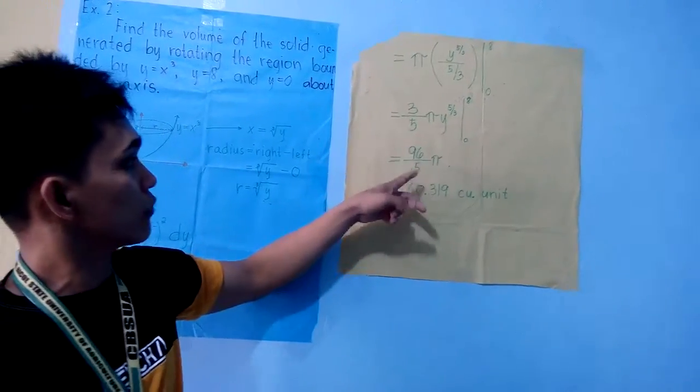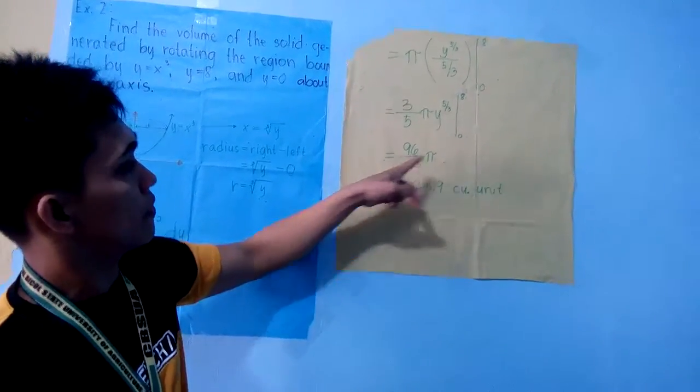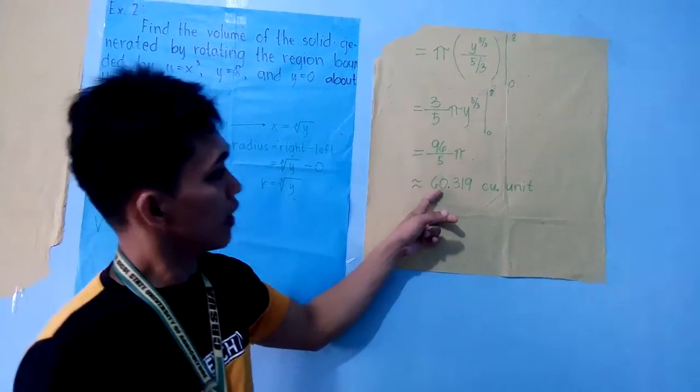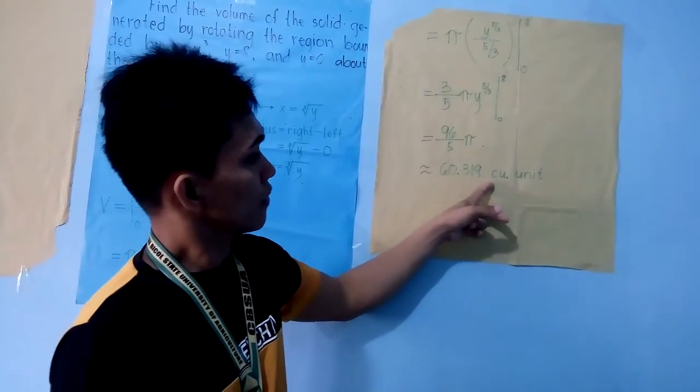When we evaluate this, it will become 96 over 5 times pi, or approximately equal to 60.319 cubic units.